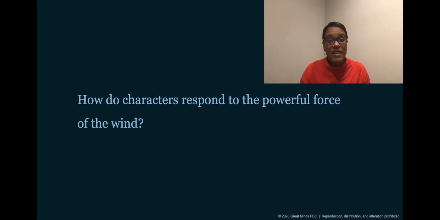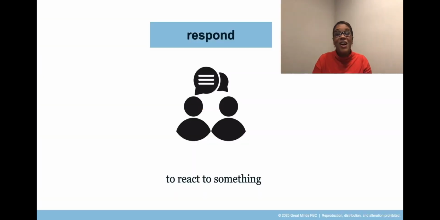Now, let's go back and look at the focus question for the text Gilberto and the Wind. And that question again is, how do characters respond to the powerful force of the wind? Point to the word respond. Repeat after me. My turn. Respond. Your turn. Respond. Respond means to react to something. So when we are thinking about response, we're thinking about how characters respond to the wind in this text.